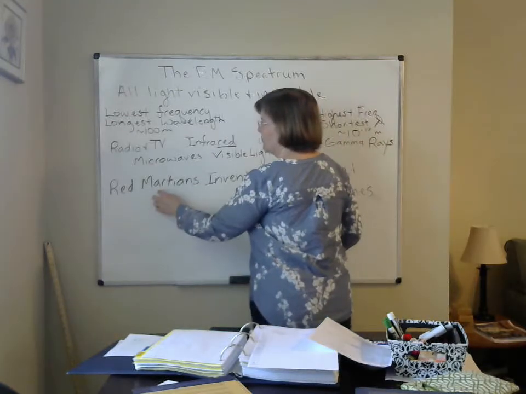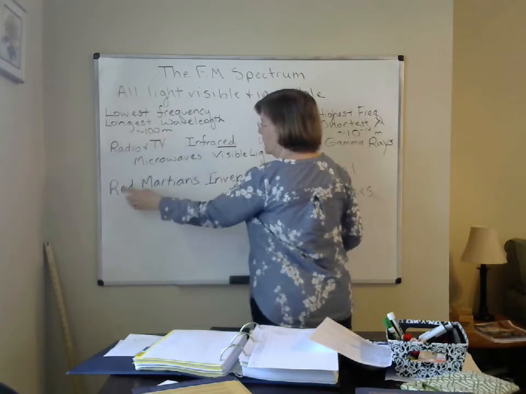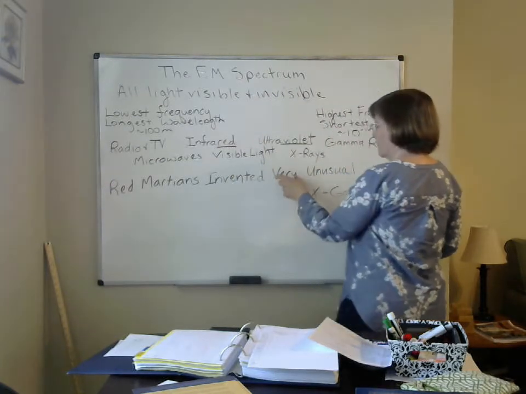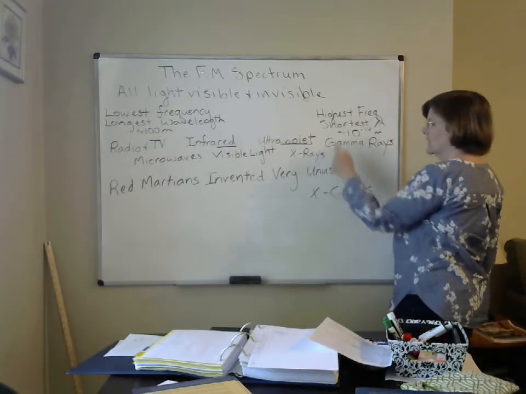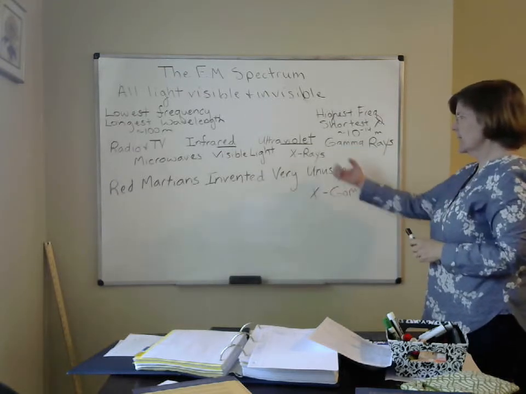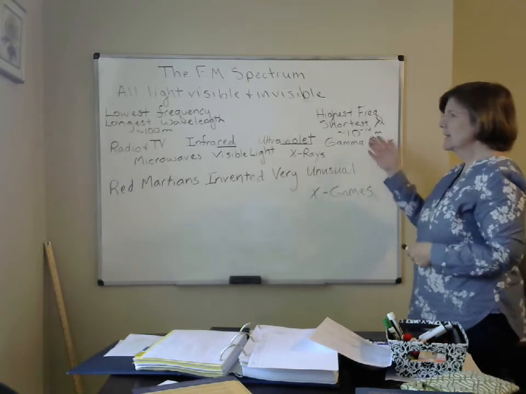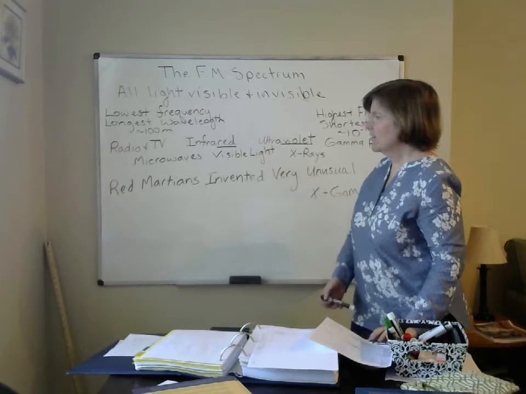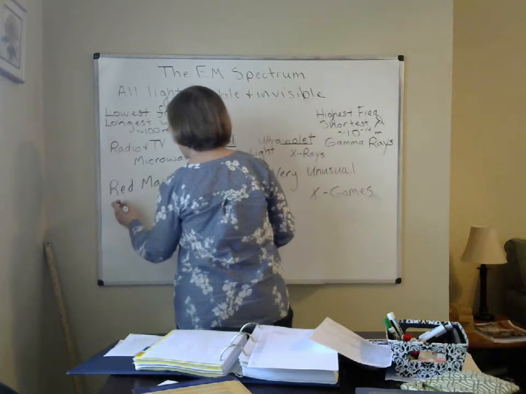So red Martians, radio waves and microwaves. Radio and TVs generally jump together as one category. Red Martians invented, that's for infrared. Very, that's our visible light. Unusual, that's our ultraviolet. And X games, X-rays and gamma rays. Your book kind of clumps X-rays and gamma rays together. The gamma rays are the higher frequency of the two. In the same way they kind of lump radio and television together, and we usually do.